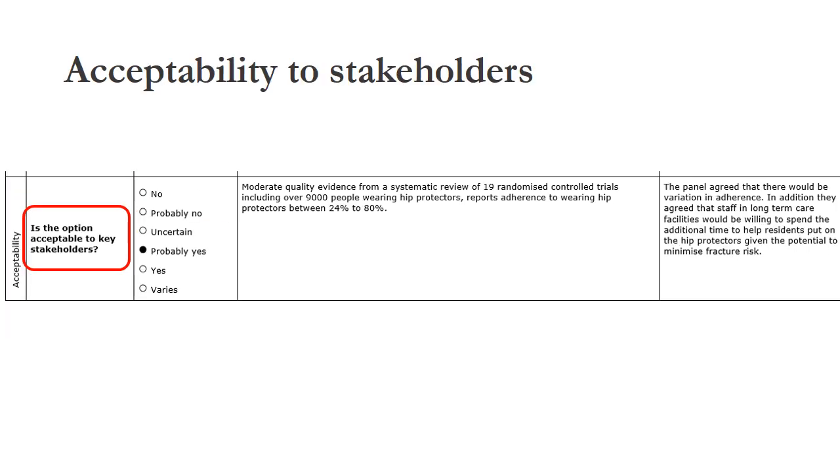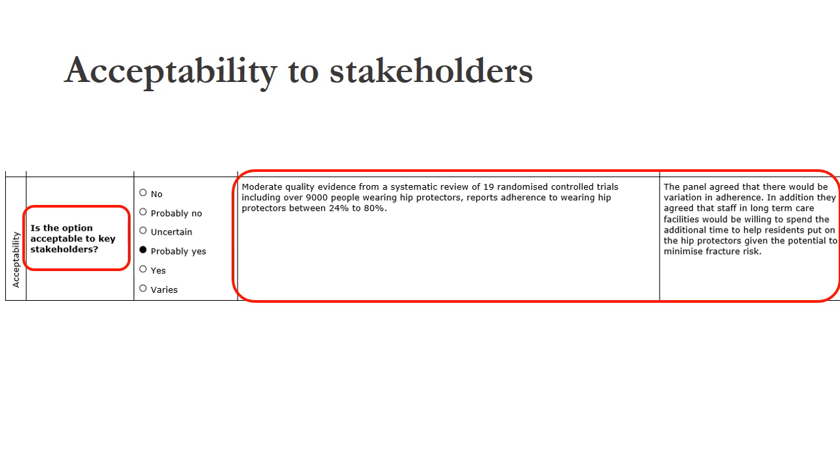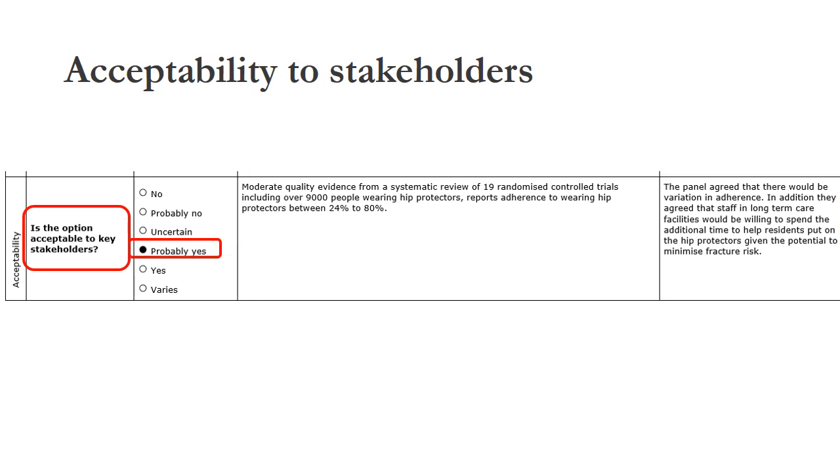Another important factor is whether the option is acceptable to most stakeholders involved. There is a lot of discussion about adherence to wearing hip protectors, and most studies found a range of adherence from 24 to 80%. The panel also agreed that staff in long-term care facilities will likely have to help residents to put on and take off the protectors, but this would be part of the usual routine of dressing. And so the panel agreed that the option would probably be acceptable to most stakeholders.